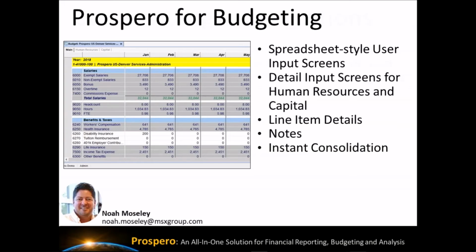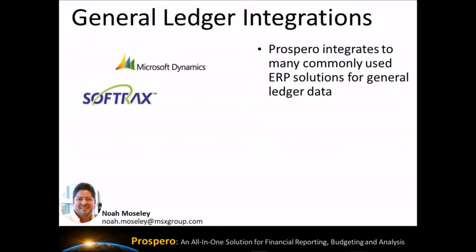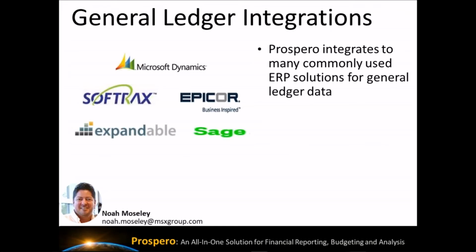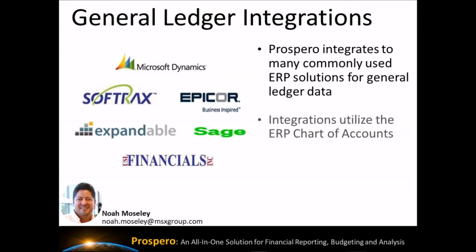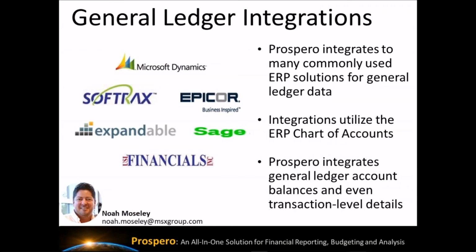Let's mention general ledger integrations. Prospero does integrate with a lot of different ERP solutions, namely Microsoft Dynamics, Softrax, Epicor, Expandable, Sage, USL Financials, and many more. These integrations allow us to utilize the ERP chart of accounts from your general ledger and include all the account balances and the transaction level details from your general ledger. If you do not see your ERP solution on this screen here, don't worry, just email me and ask if it's available.